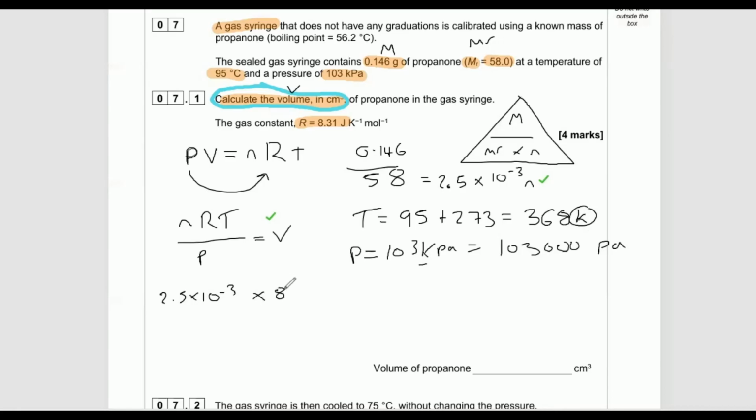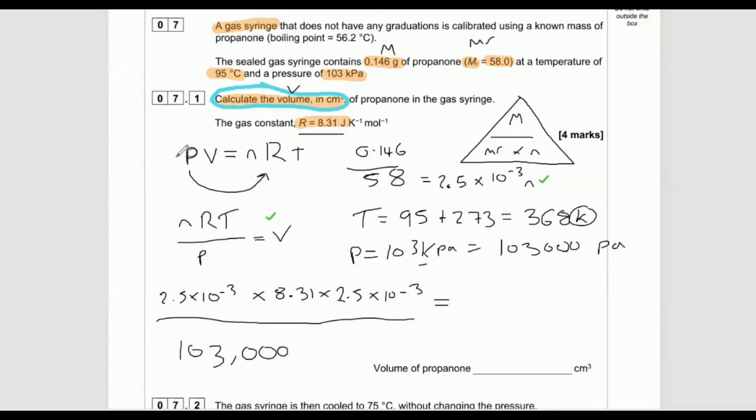Okay, so now let's plug all the figures in. We want 2.5 times 10 to the minus 3, times 8.31, times 368. Oops, I typed the wrong thing there. So that should be 368, not 2.5 times 10 to the minus 3. I'll just go back and change that. We're going to divide that by the pressure of 103,000. And remember, that's going to give us our volume in meters cubed.